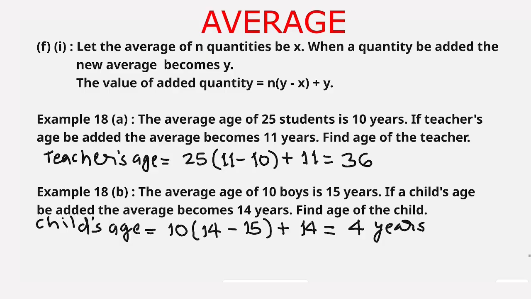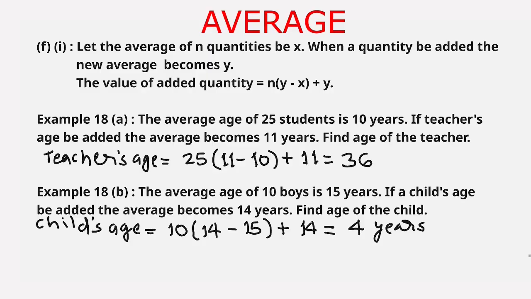You have to keep in mind that we have to subtract the initial average from the final average, whether it is positive or negative. If it is negative, we will take it negative. If it is positive, we will take it positive. When the average age is increasing, it will come positive. When the average age is decreasing, it will come negative. And we will get our answer by using the positive or negative sign. I hope you have understood the use of the formula and how to solve the question using the formula.